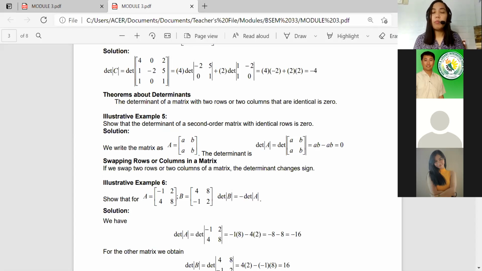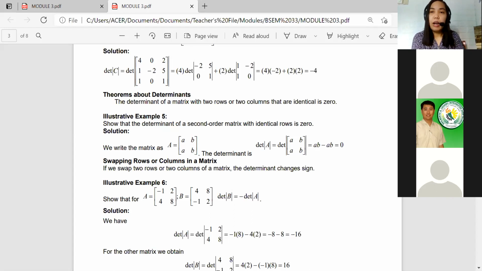So when you get the determinants of two matrices, magbabago lang. So magiging negative ng determinant ng isa. So that is the other theorem. Determinant of matrix B that is equal to negative determinant of matrix A. So halimbawa, so let's show that this is true. Okay? Pag sinabing show that, class, hindi nyo lang kailangan i-graph. Kailangan yung patunayan, ipakita na totoo.